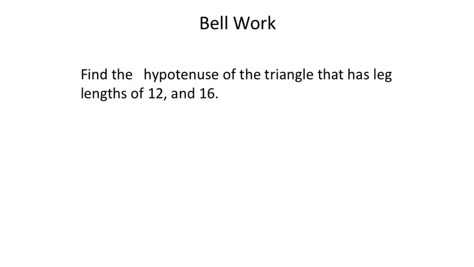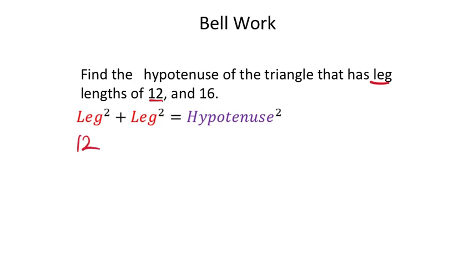Find the hypotenuse of the triangle that has legs of 12 and 16. Since we're looking at the hypotenuse with two legs, we're going to be using the Pythagorean theorem here. The two values they gave us are legs. They said we've got legs of 12, so I'll make the first one 12. And the second one is 16, so I'll make the second one 16. We are searching for the hypotenuse.